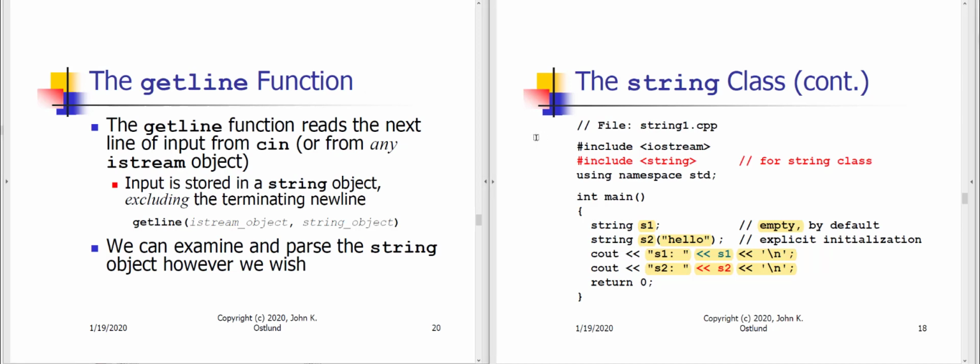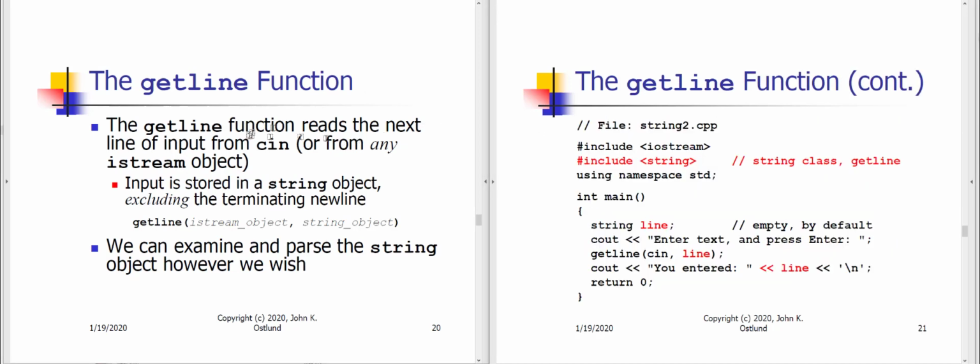So the getline function reads in one line of input from cin, and the end of the line of input is marked by the newline character. So that line that gets read from this so-called istream object, this input stream object, is then stored into the string object that's given as the second argument. And getline is smart enough to eliminate the newline that's at the end of the string.